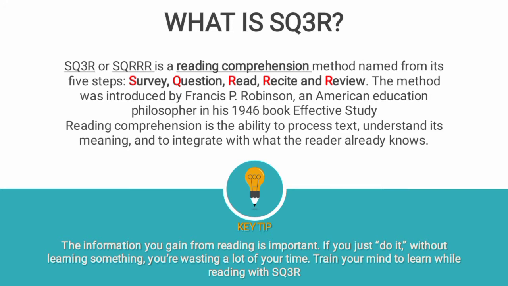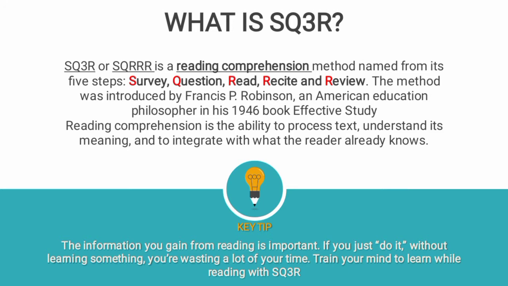Okay, so it is a reading comprehension method that is named after its 5 steps, which are survey, question, read, recite, and review. So the S stands for survey, Q are questions, read, recite, and review. We'll take a look at those in a moment. So this method was actually introduced by Francis P. Robinson. This was an American educational philosopher, and he introduced it in his book Effective Study.